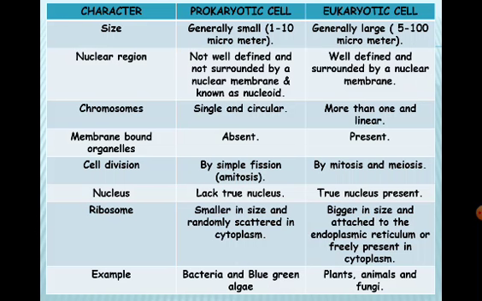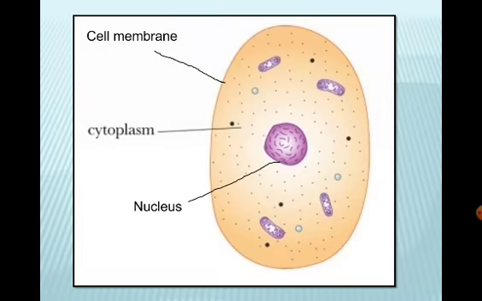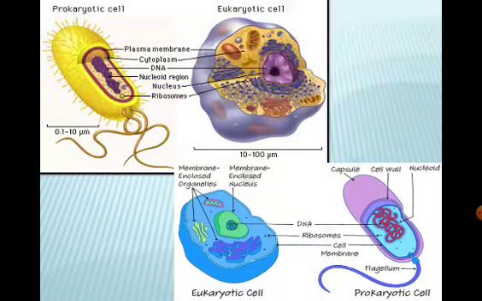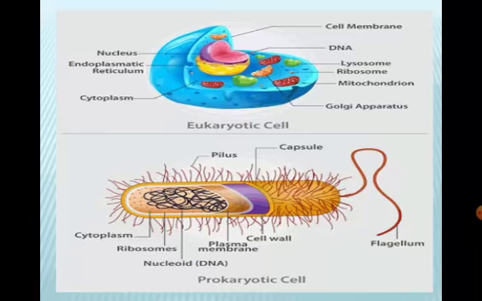For examples, the most common examples of prokaryotic cells are bacteria or blue-green algae, which we also call cyanobacteria. Common examples of eukaryotic cells are plant cells, animal cells, and fungi. These are the common examples. Let's see the diagram. This is the diagram of the differentiation. You can see the differences or similarities as well. This diagram is showing the complete differences.